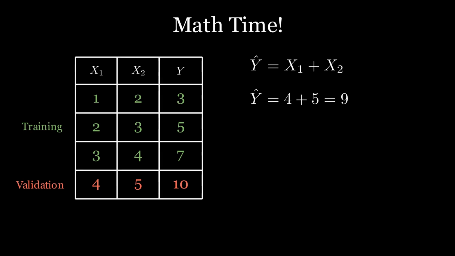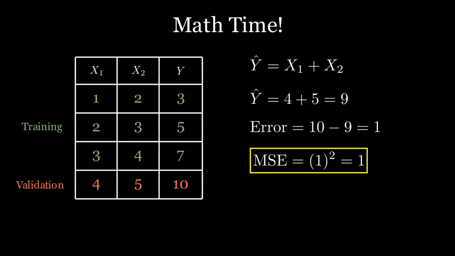We can use this function to predict the target for the validation set. We plug in 4 and 5 for x1 and x2 and get 9. But wait! The actual value is 10. We predicted 9. Oh no! So, we were off by 1. Since there's only 1 point, the mean squared error is the mean of that error squared, which is just 1.